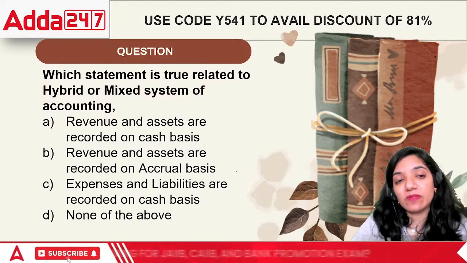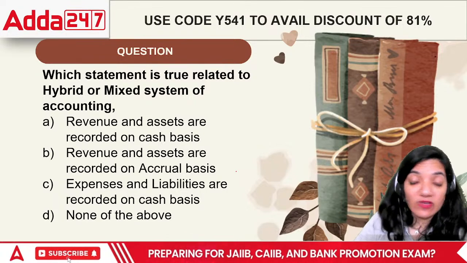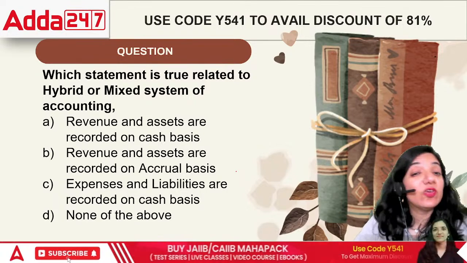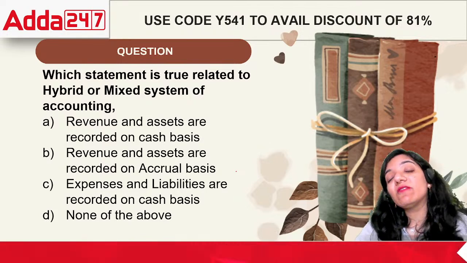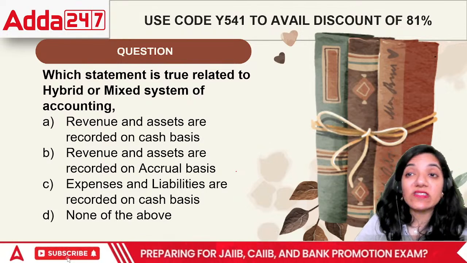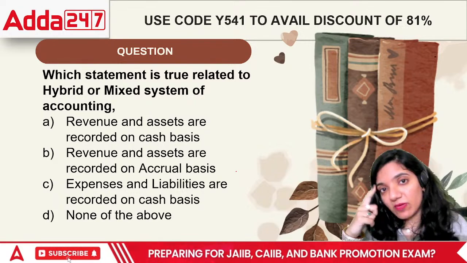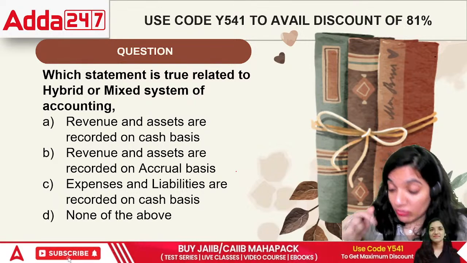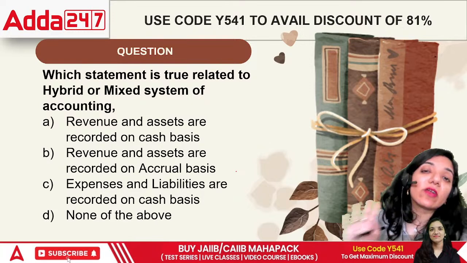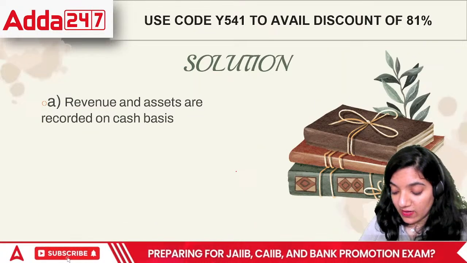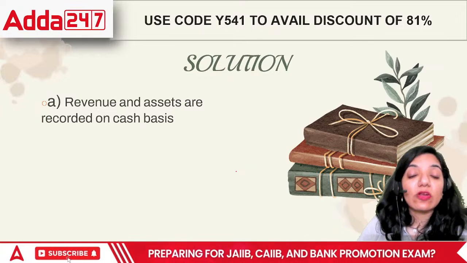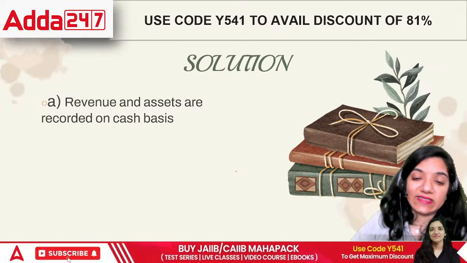If I talk about assets and revenue, till the time they are not actually in your hand, you cannot recognize them. In terms of expenses and liabilities, even if they are accrued, you'll note them down. That means if you are supposed to pay someone, you'll remember. If you are supposed to receive money, till the time you don't hold that money in your hand, you cannot record it in the books of accounts. So the answer would be that revenue and assets are recorded on the cash basis.